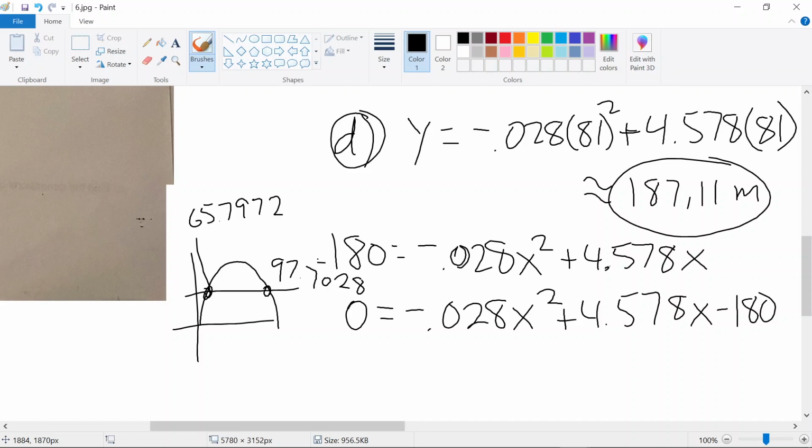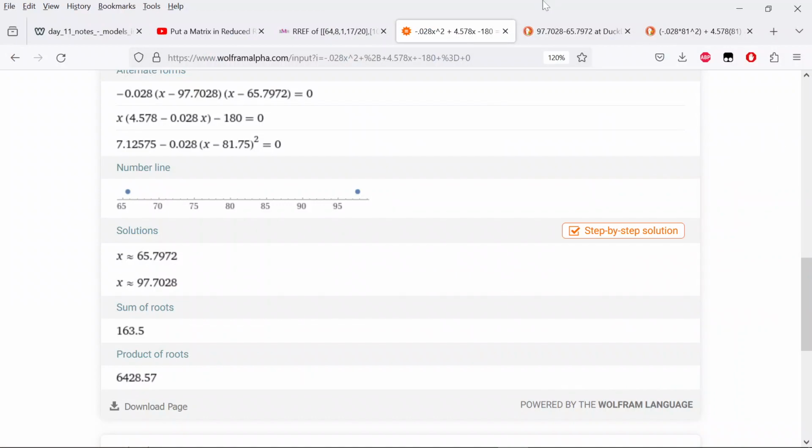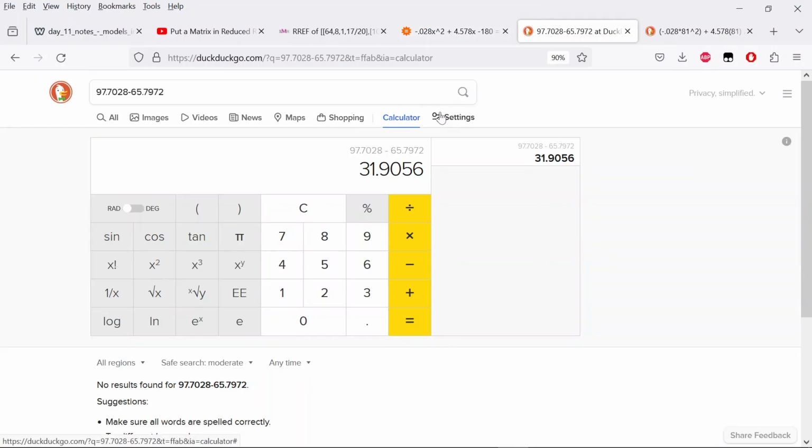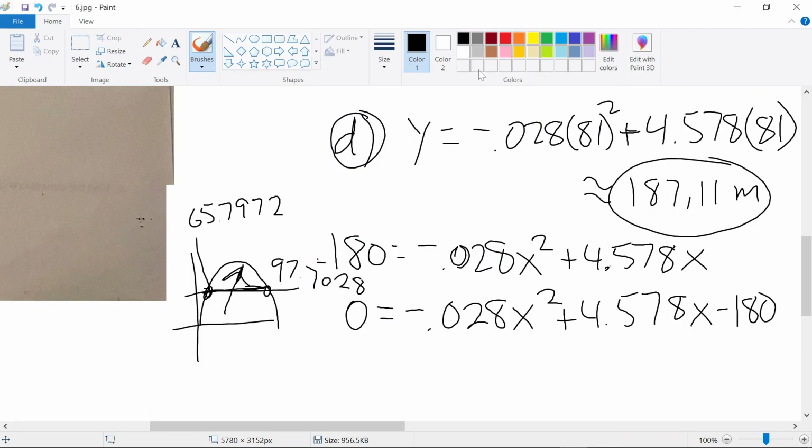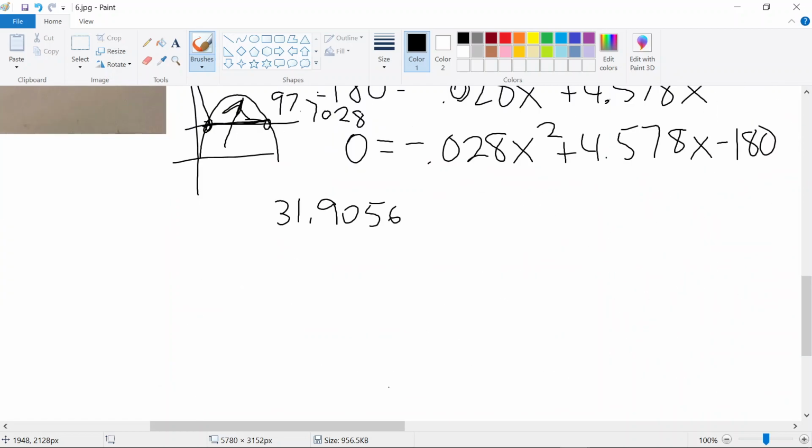And so what's the distance between them? Because here's the plane. The plane is going to try to fly right between them. And so the distance between them would be its wingspan. So 97.7028 minus 65.7972 is 31.9056. So that distance between the arches there is 31.9056. And it says it's got a 26-meter wingspan. So I'll subtract 26 from that. I get 5.9056.